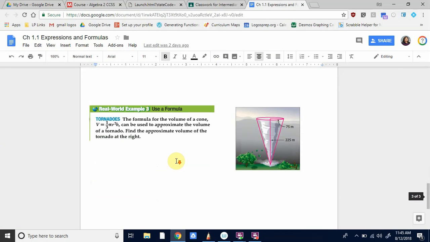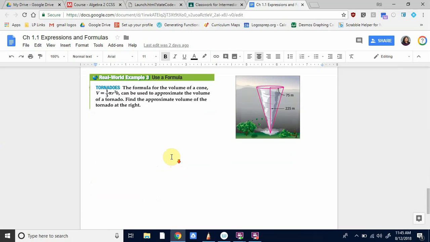All right, so the last thing we're going to look at in this section is going to be using formulas. We went over what a formula is, so let's look at this real world example. It says the formula for the volume of a cone is V equals 1/3 pi r squared h, which can be used to approximate the volume of a tornado. Find the approximate volume of the tornado at the right.